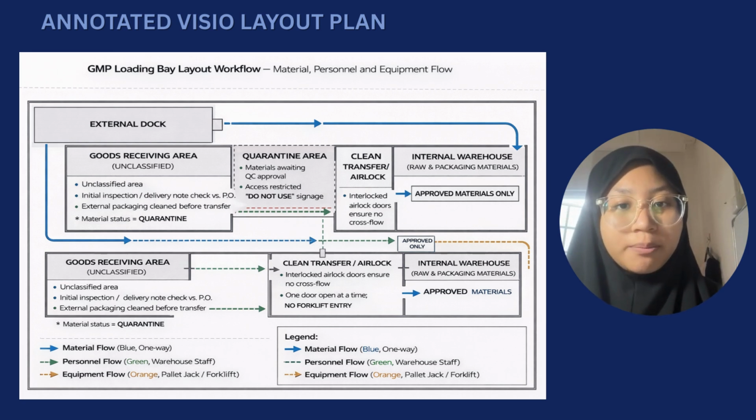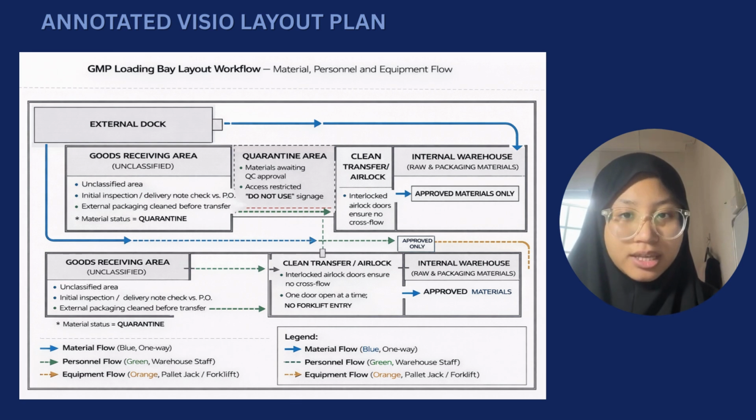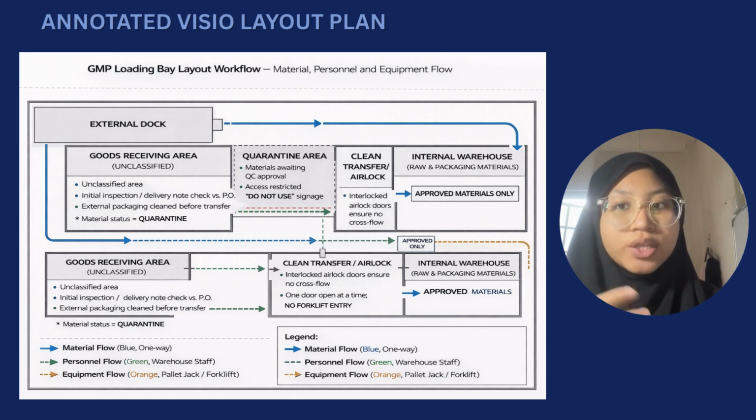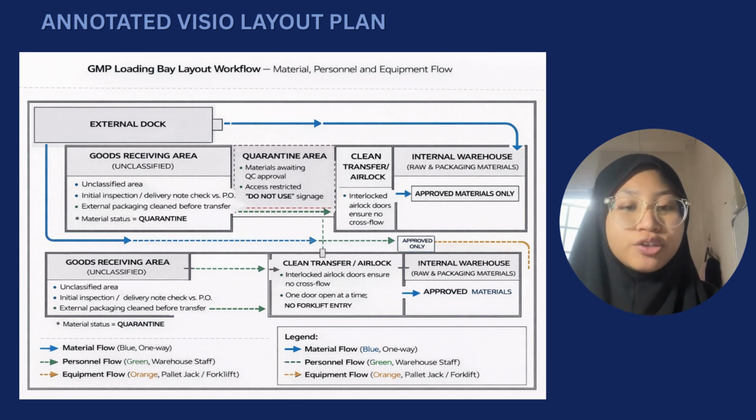The warehouse and loading bay area is designed to support GMP compliance by ensuring a clear, one-way material flow and effective segregation of material status. Material enters the facility through the external dock and moves into the goods receiving area, which is an unclassified area used for initial inspections, delivery note verifications, and cleaning of external packaging. At this stage, all materials are assigned quarantine status.